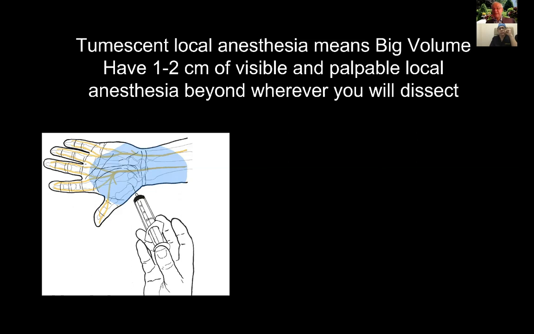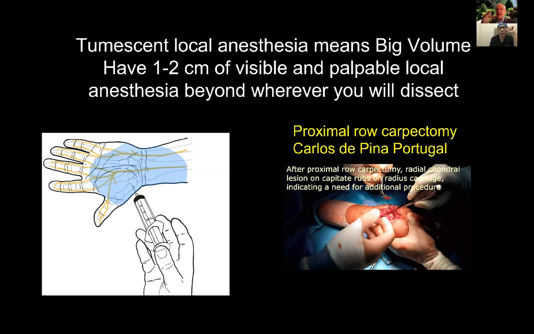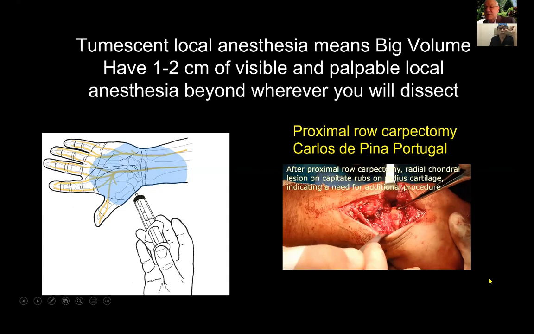And so if you inject like that, 40 cc's on the dorsum and 40 cc's on the palmar side, you can do something like this. So this is a proximal row carpectomy. That's a fairly complicated, extensive wrist operation by Dr. Depina from Portugal. And the patient can move during the surgery, so you can see how your structures are going to rub on what and what they're going to need. And here they added an additional cartilage graft procedure because they saw with active movement they were going to need a little more work than what they had planned to do.